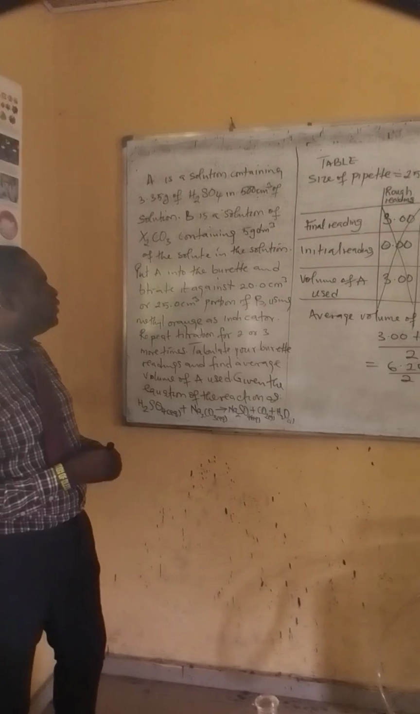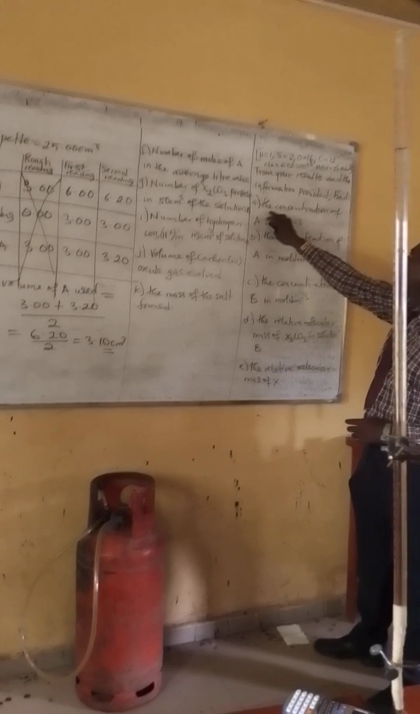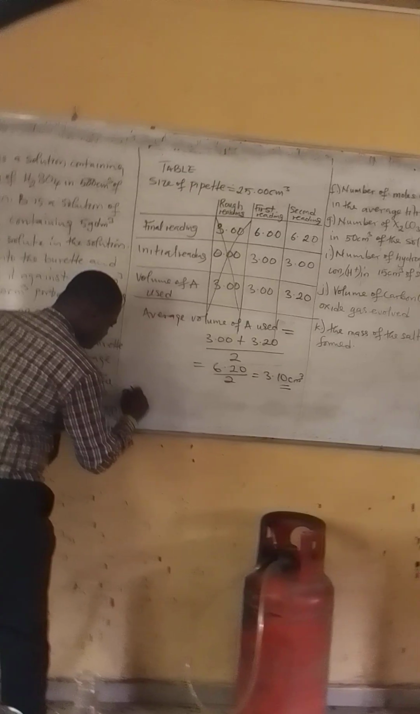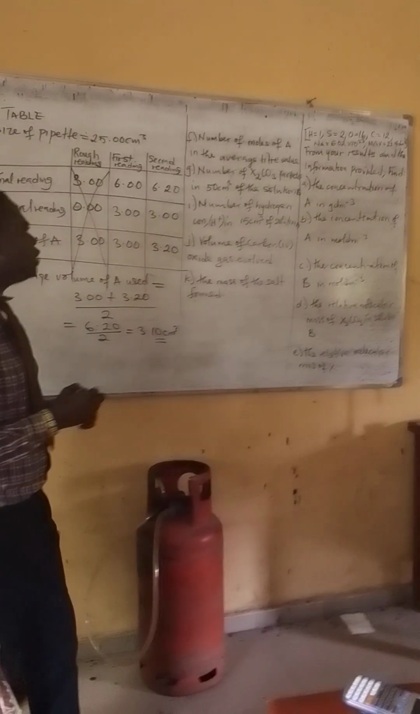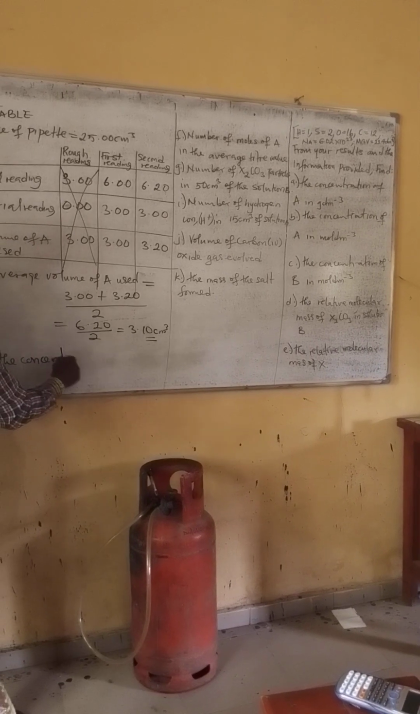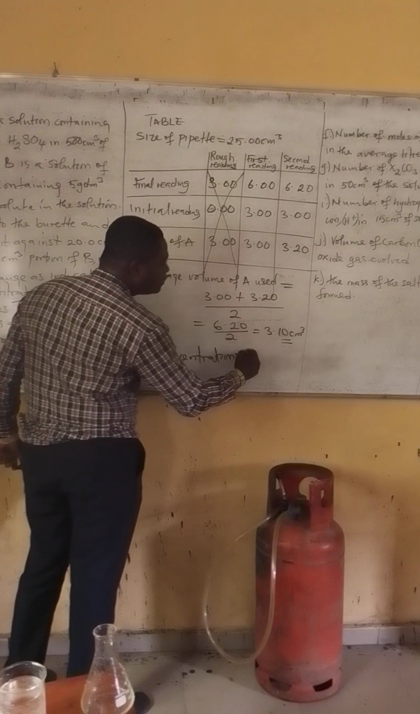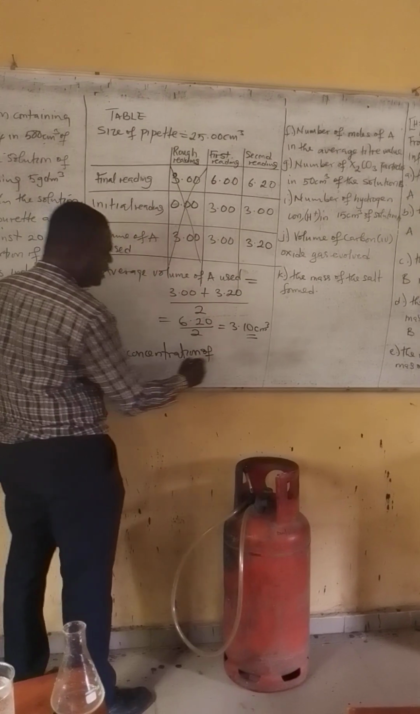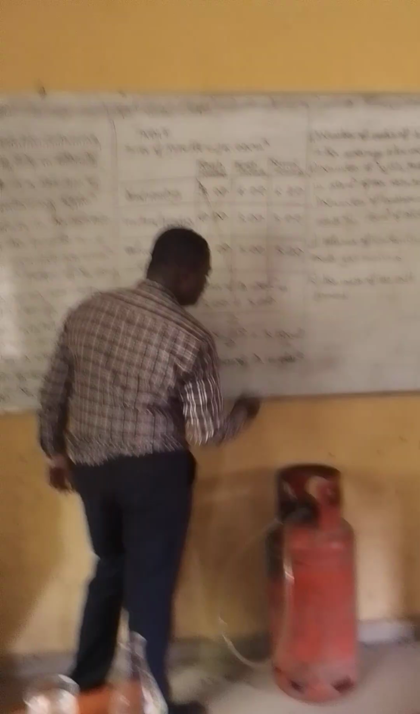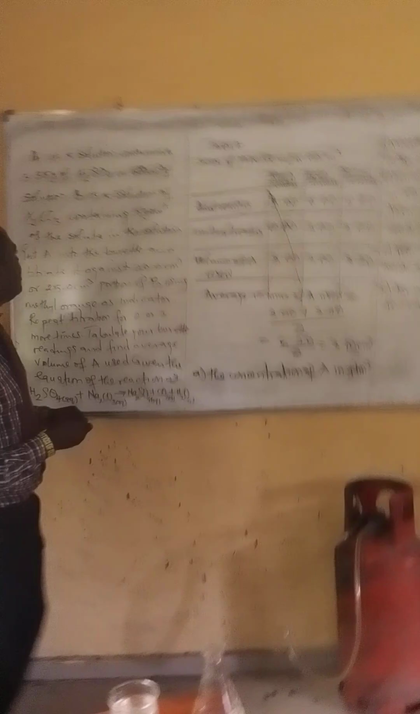Now let's begin to solve the problems one after the other. Then I'll say, from your results and the information provided, find the concentration. So number A now. We want to look for the concentration of A in gram per dm cube. Concentration of A. Go to the question.